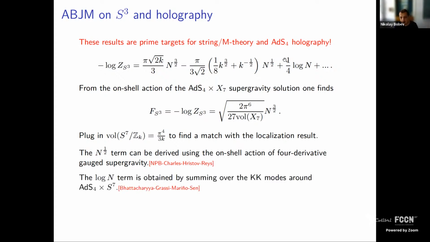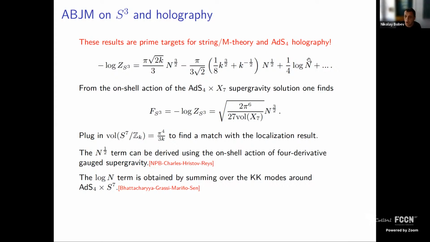And the log n, this 1/4, was understood in a beautiful paper by these people, where they essentially treated the full tower of KK modes on AdS4 times S7, and they treated every mode as a quantum field on a fixed background and computed the one-loop partition function. And when you do that, there's a log n. And when you resum the KK modes, you get infinity. But if you regulate the sum, you get 1/4. So that's like a half-a-minute explanation of what these people did.